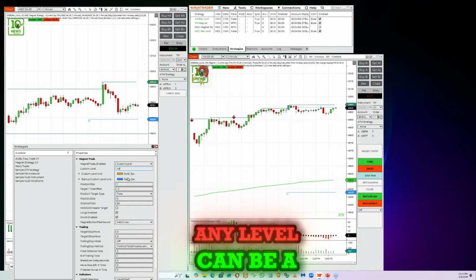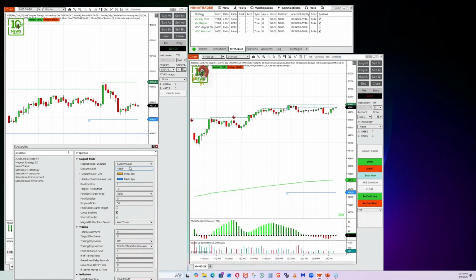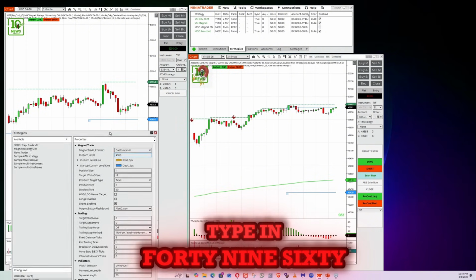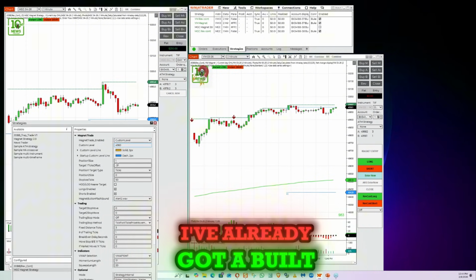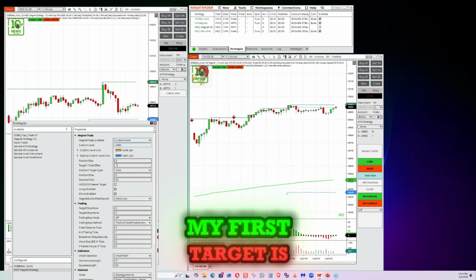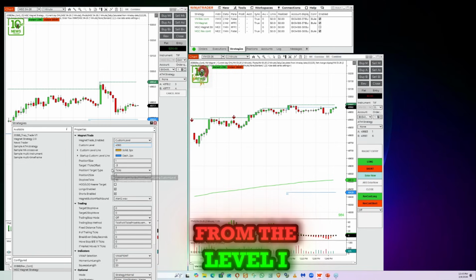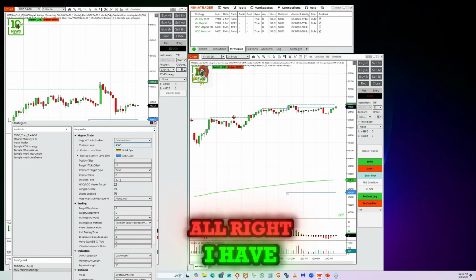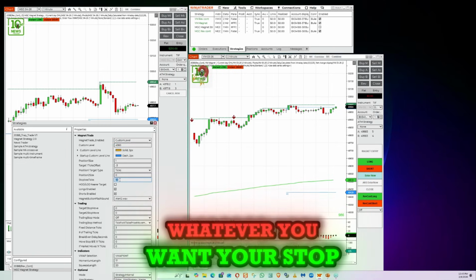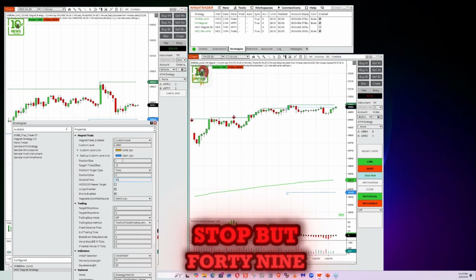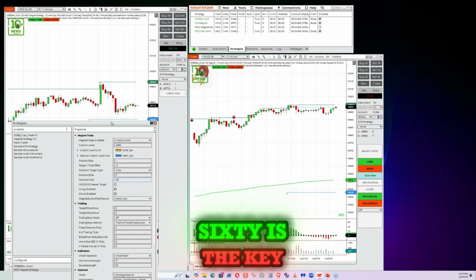This is very, very simple to understand. Any level can be a custom magnet. All I do is type in 49.60. I've already got a built-in target. My first target is going to be 3 ticks away from the level I want to exit at. All right, I have a stop. Whatever you want your stop to be, you just type the stop. But 49.60 is the key.